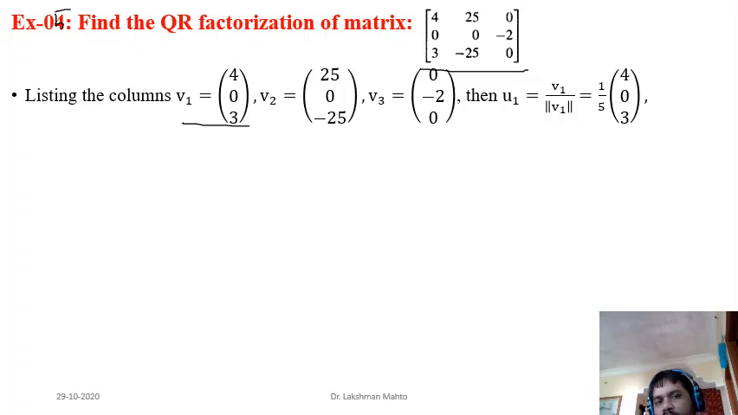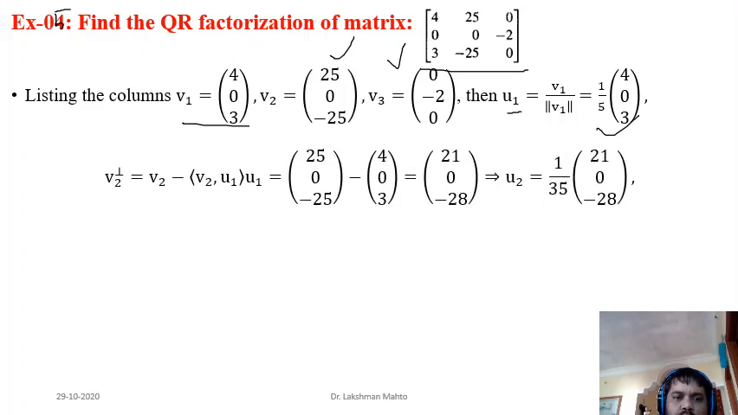So we need to factorize it into an orthogonal matrix Q and an upper triangular matrix R, as a product of Q and R. The first process is to list the columns in the form of vectors. V1 is the first column, V2 is the second column, and V3 is the third column. Next step is the construction of the orthonormal basis. U1 you can easily get by normalizing V1. So U1 is this vector.